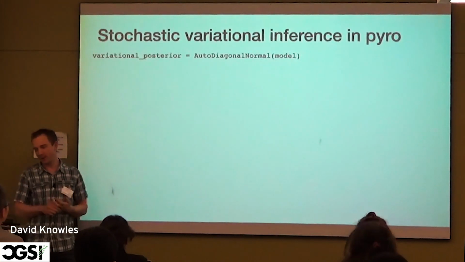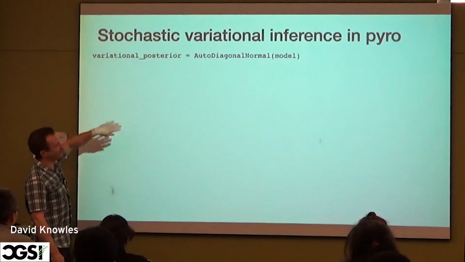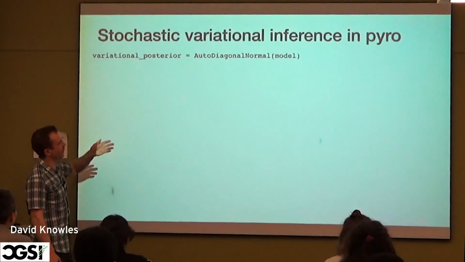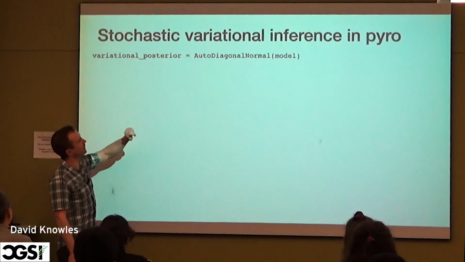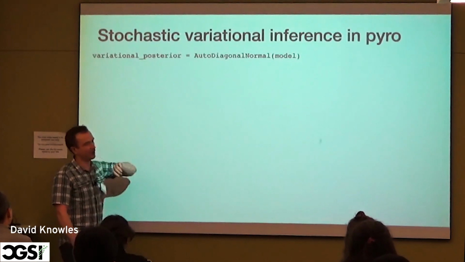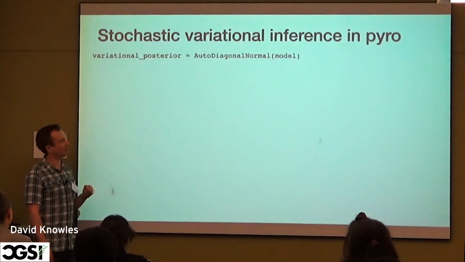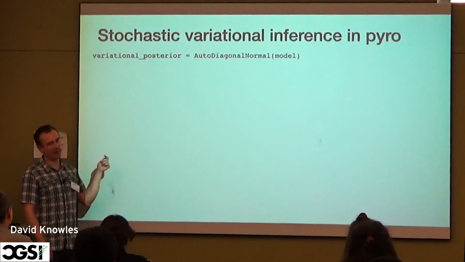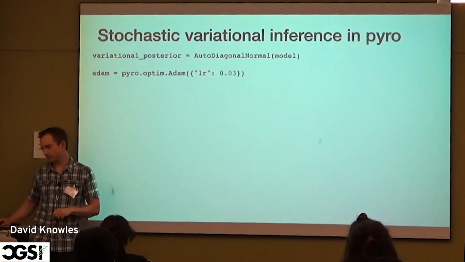So to set up SVI in Pyro, you first need to say what your approximate variational posterior is going to be. And one of the nice things about Pyro is it provides these automatic posterior objects. This AutoDiagonalNormal just means that you're going to have a diagonal multivariate normal distribution on all of your parameters, and that's going to be your approximate posterior. In our case, we just have one parameter, that guide score, so it's actually just a univariate normal.